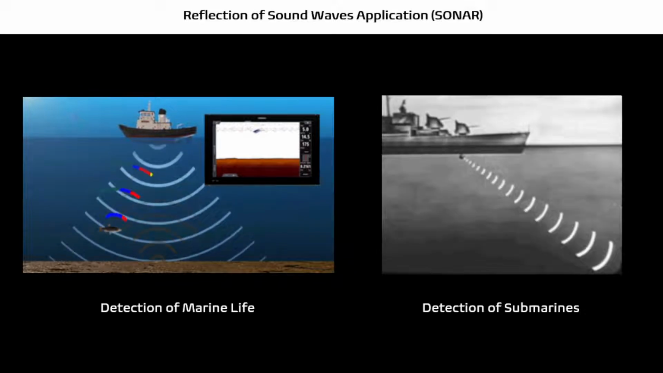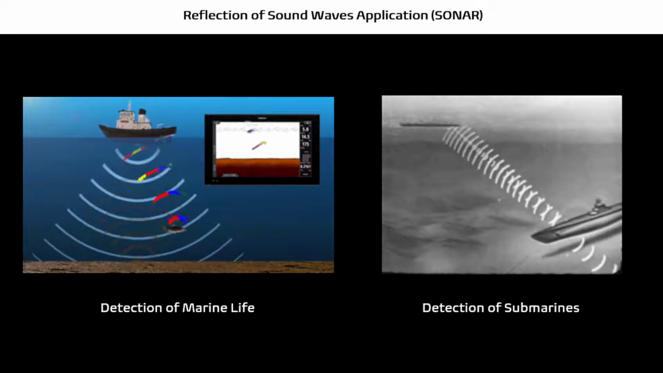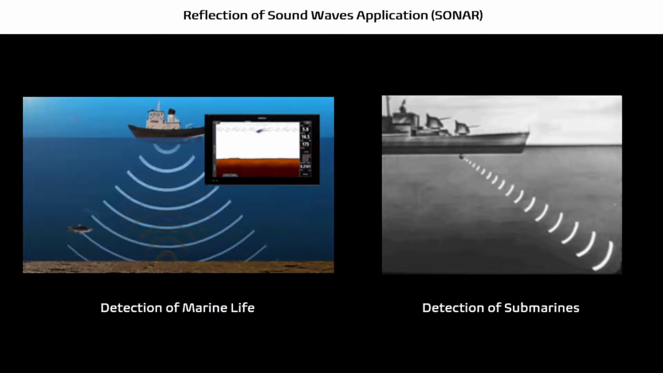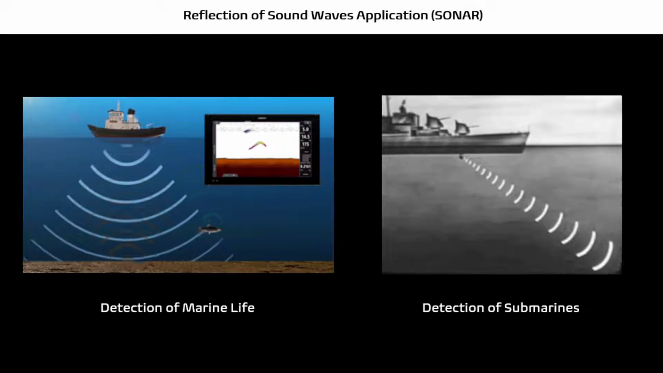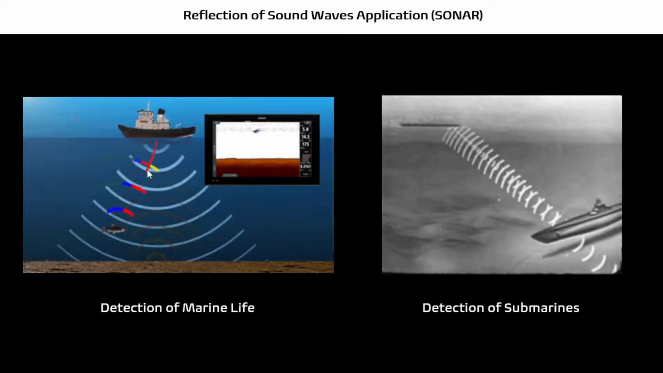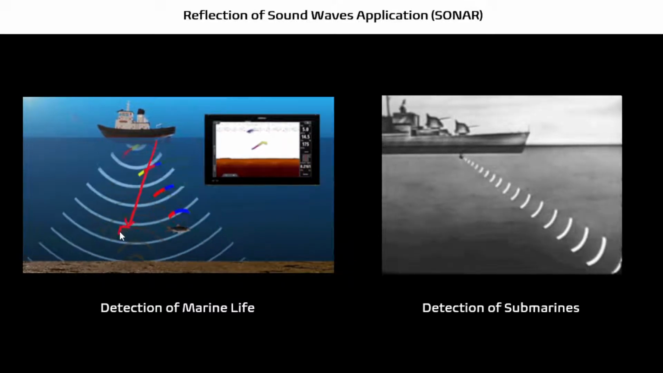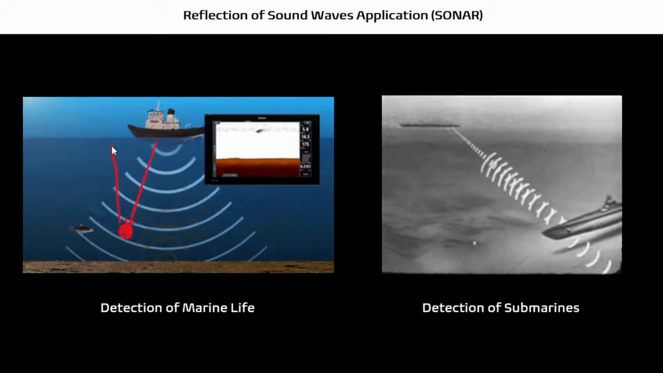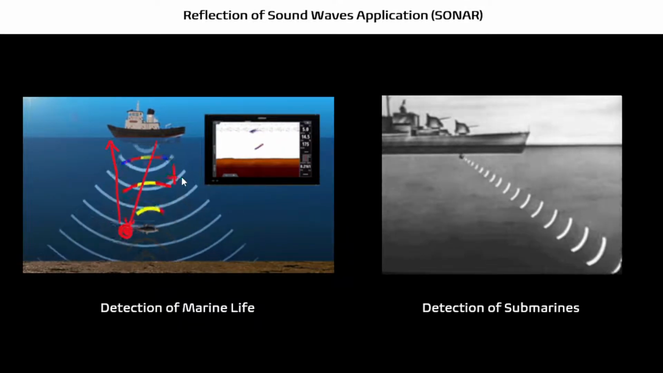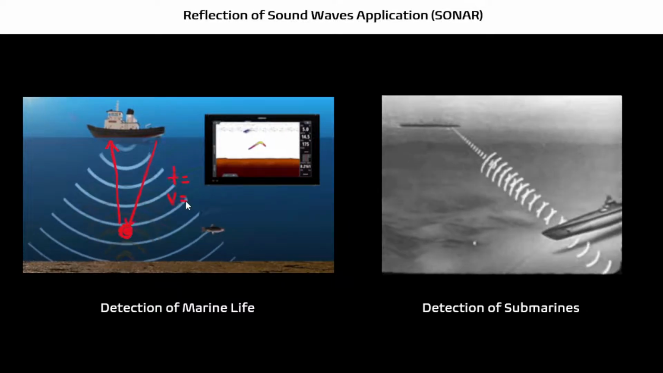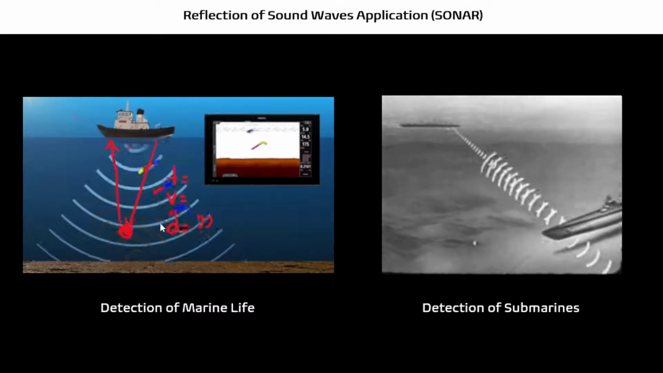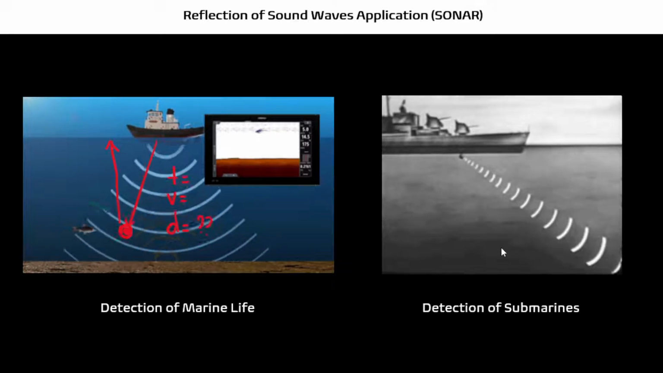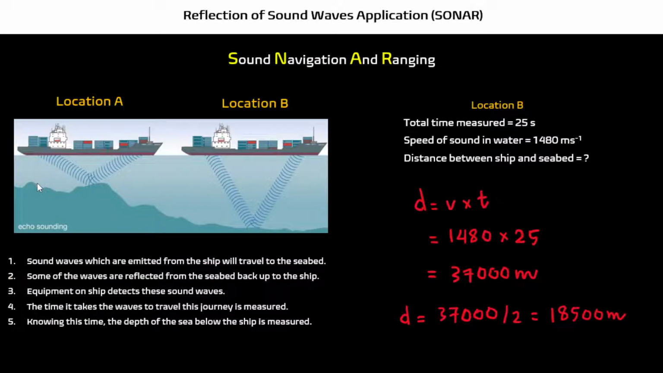So sound waves can be applied in different places, such as detection of marine life, or in World War II, we used it to detect submarines as well. The technology will always work the same. You emit a wave, and if there is an object, it will reflect back to the ship. Based on the time and the velocity of waves in water, you can always find out the distance to whatever object, whether it's a fish, a submarine or the seabed. So the concept will always be the same.